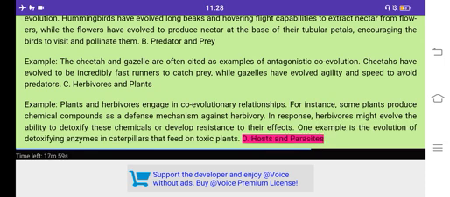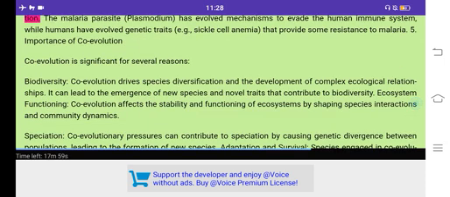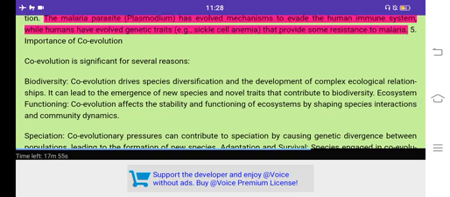D. Hosts and parasites. Example. The relationship between malaria parasites and their human hosts is a classic example of coevolution. The malaria parasite Plasmodium has evolved mechanisms to evade the human immune system, while humans have evolved genetic traits, e.g., sickle cell anemia, that provide some resistance to malaria.